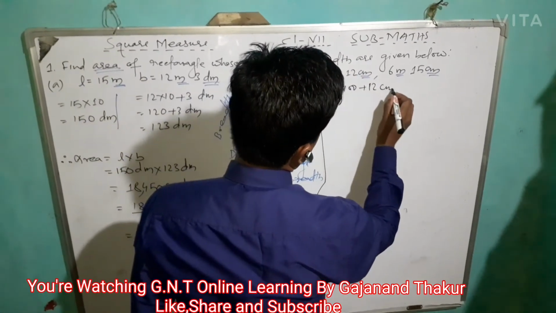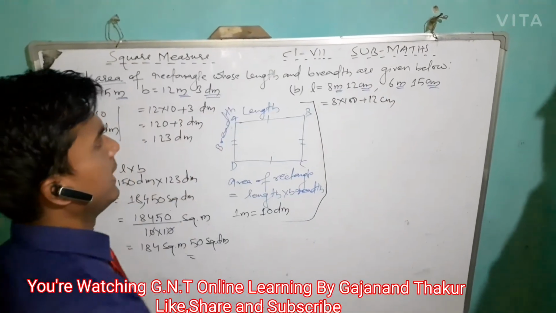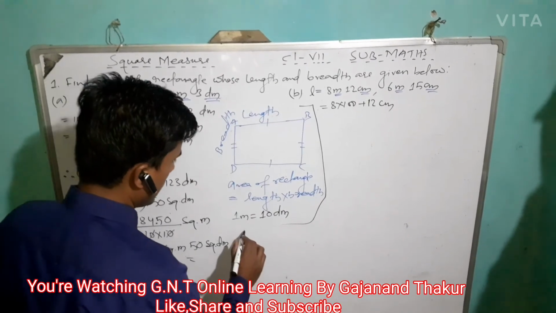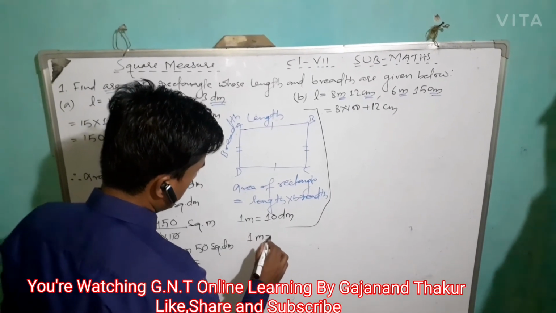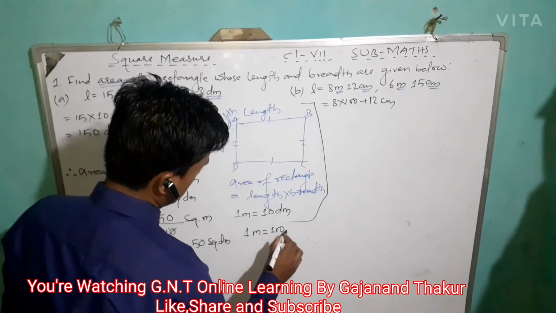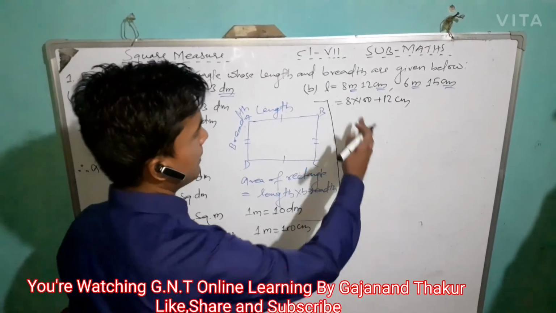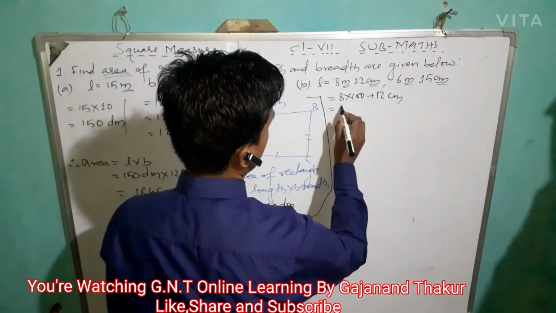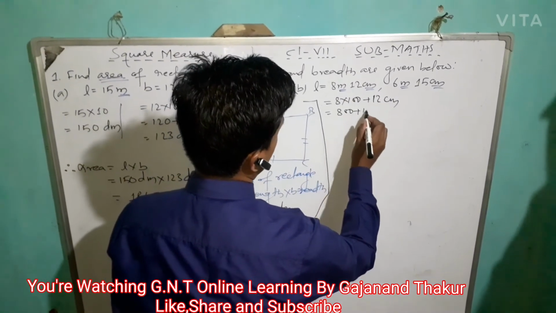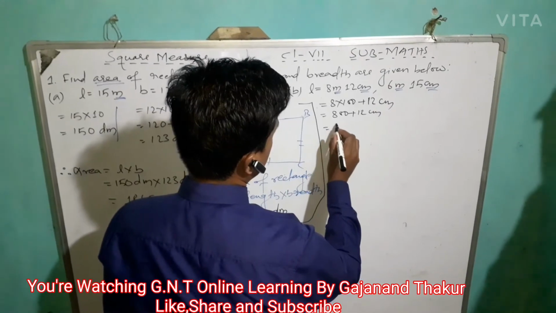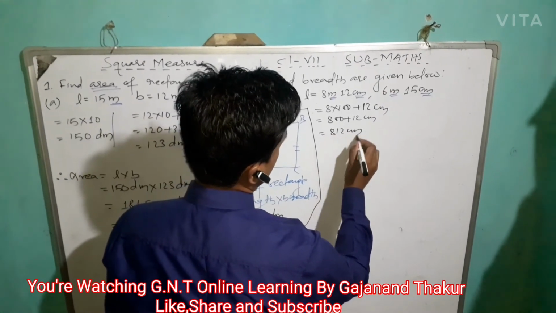So why am I multiplying here by 100? As we know that 1 meter equals 100 centimeters, so I am multiplying here. So 8 into 100 will be 800, plus 12 centimeter. So we get 812 centimeter.